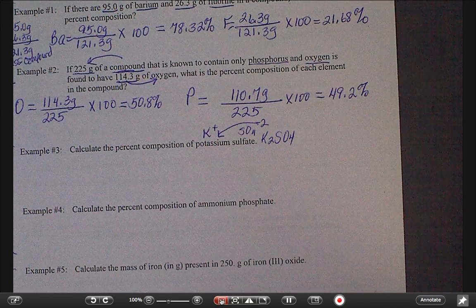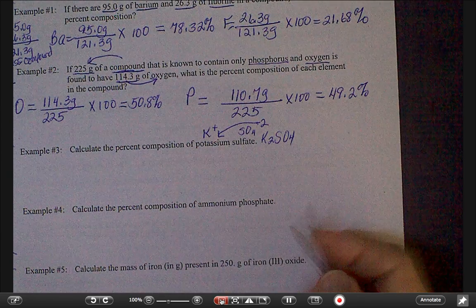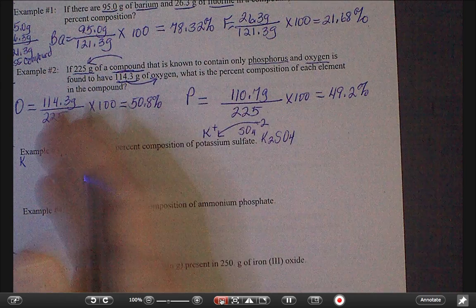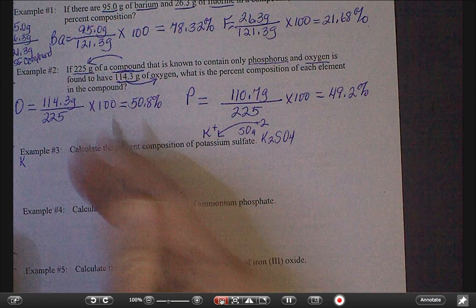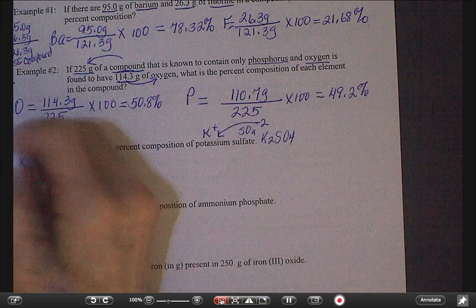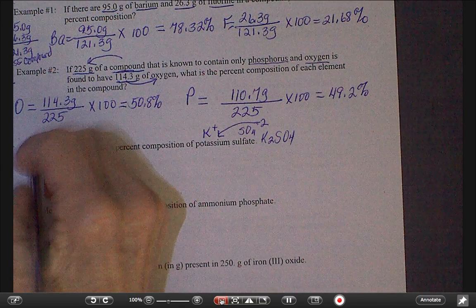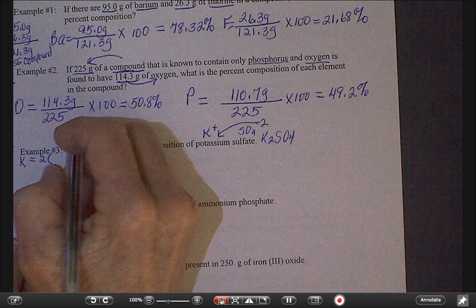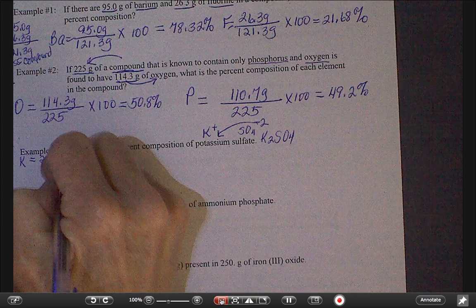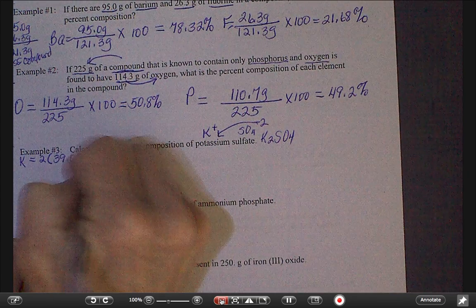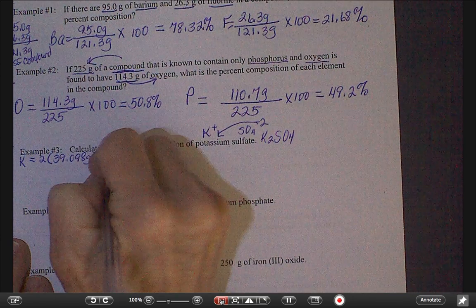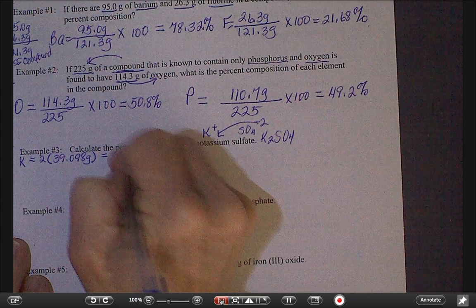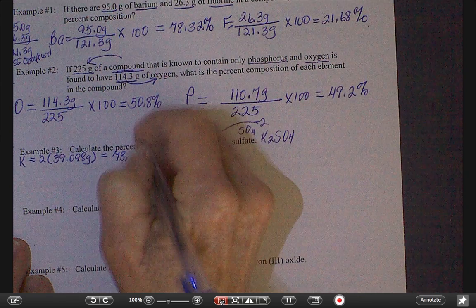So here it goes back to yesterday's work. How many K's do you have? 2. Now you're going to have to write small. This gets a lot of work in a small area here. So I've got my K is equal to 2 times how many? 39.098. Which equals, and I'm just going to go ahead and spit out the answers here for you, 78.196.